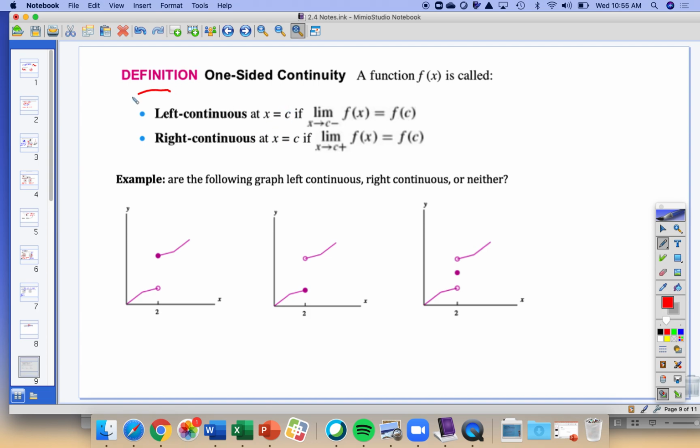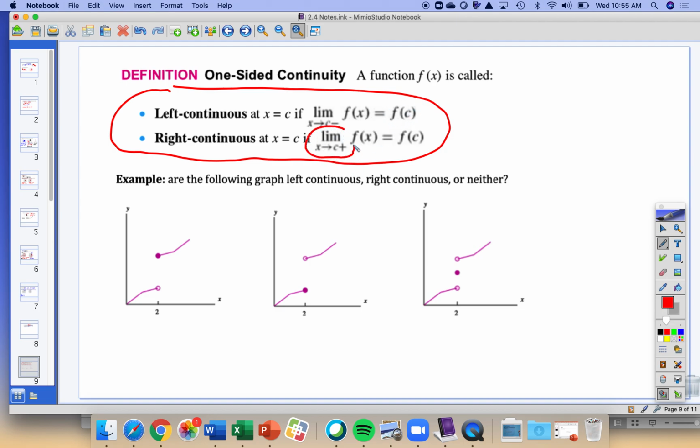This is the calculus version of left and right continuous. This is saying that the left limit, right? This is the left limit equals the function value. And this is saying the right limit equals the function value. So if it's right continuous, then it's right limit equals function value. If it's left continuous, it's left limit equals function value. Now, looking at a graph, we can just look at this intuitively.